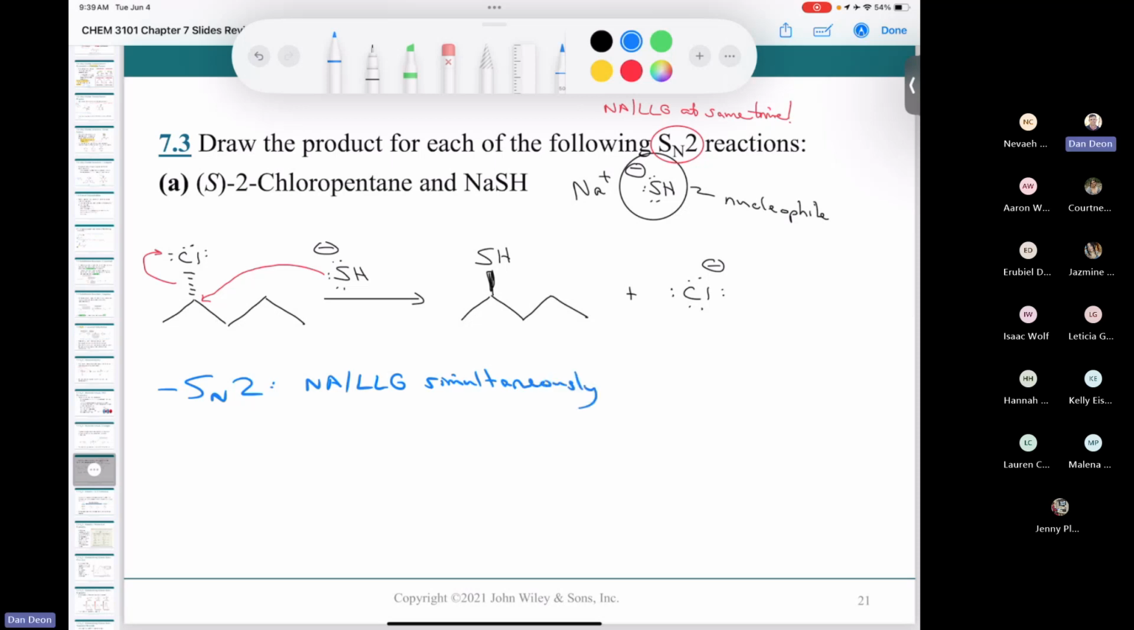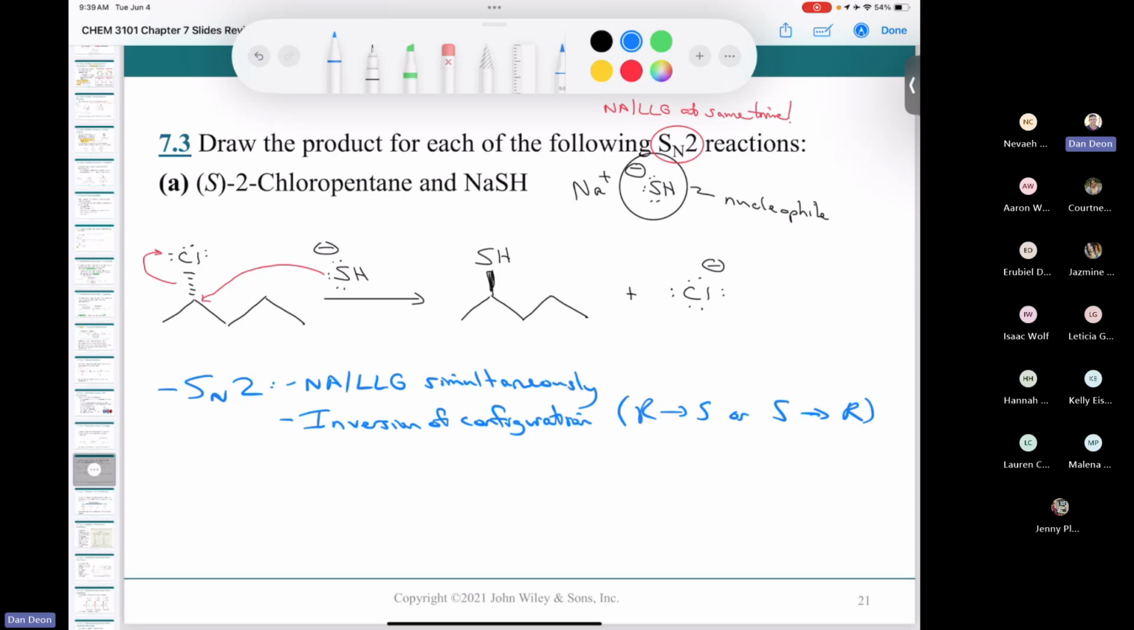And we also get inversion of configuration. That would mean R goes to S, or S would be flipped to an R. So if you have a wedge, you flip it to a dash. If you have a dash, you flip it to a wedge, okay? So that's an SN2 reaction.